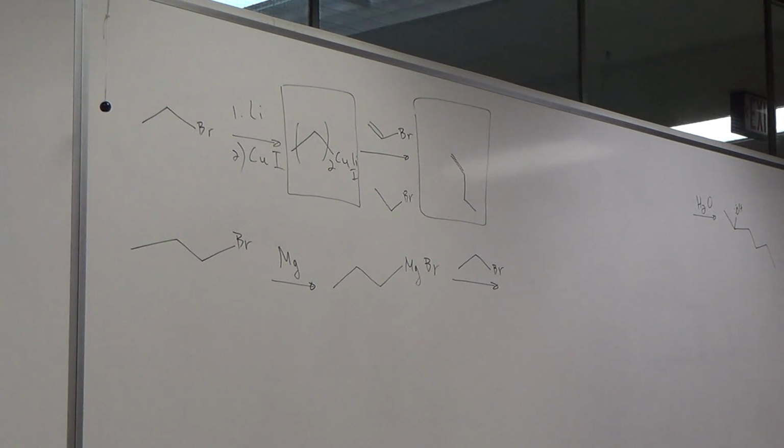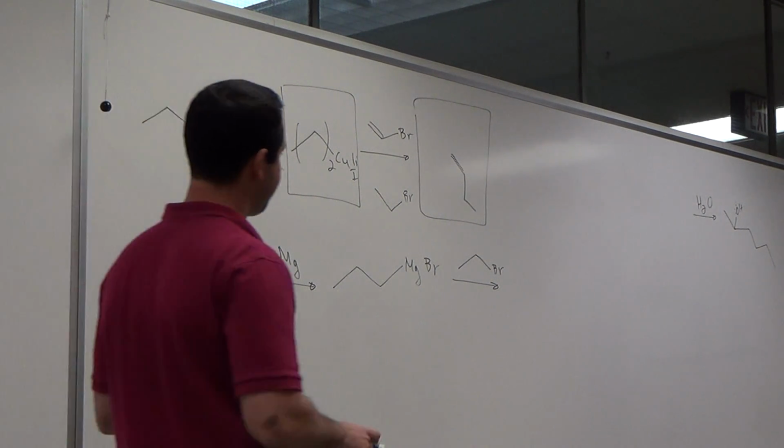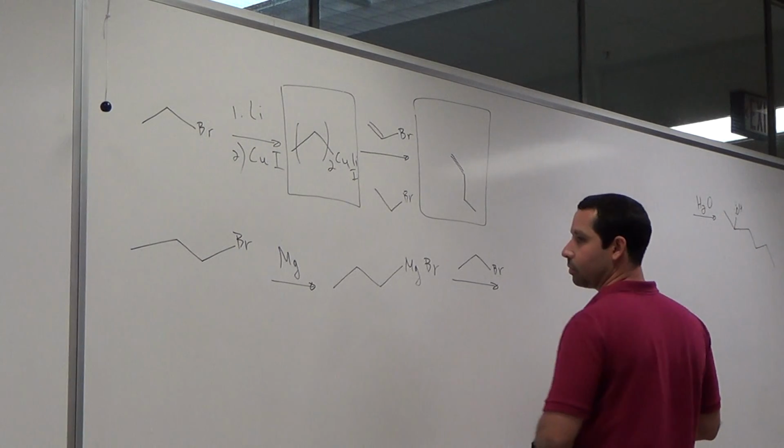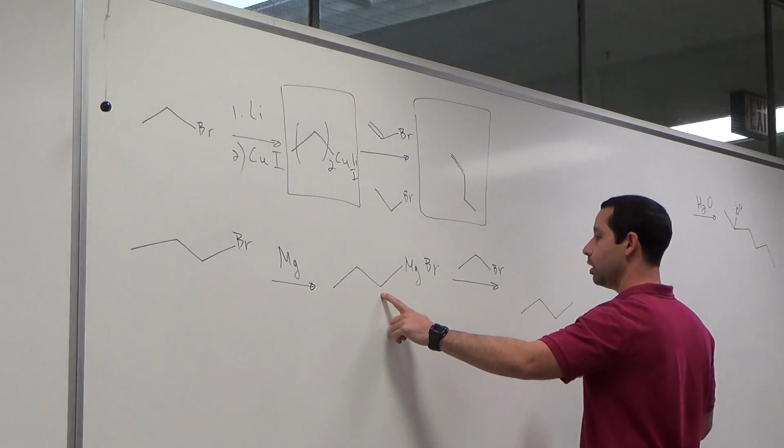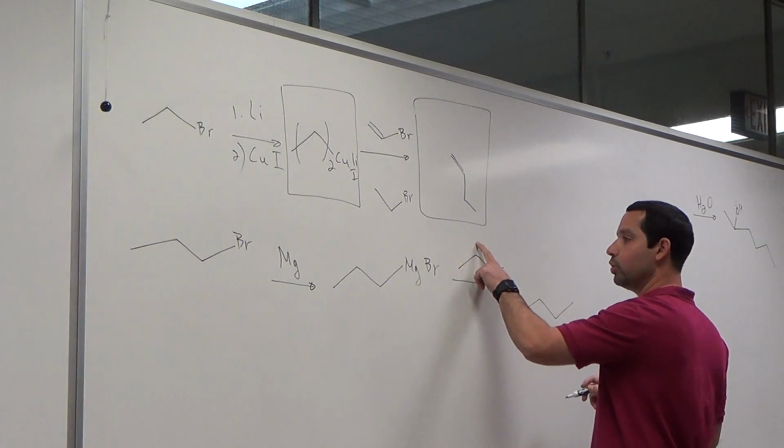See, okay, so you got this. Then MgBr. Right? So 1, 2, 3, and 1, 2.